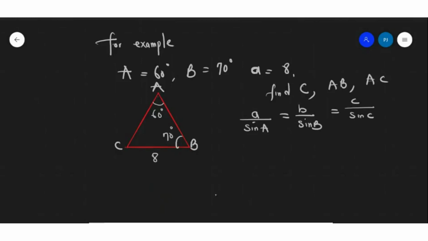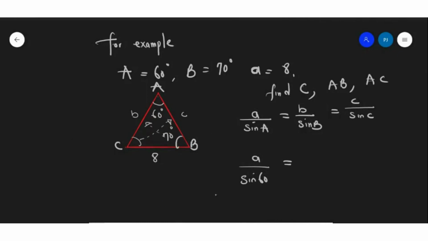So we have A, which is 8. So it's 8 over sine 60, which is equal to, what is my B? We don't have a B here. So this is my small letter b, and this is also my small letter c. You can see this is the side that faces the angle. And for C, this is the side that faces C.